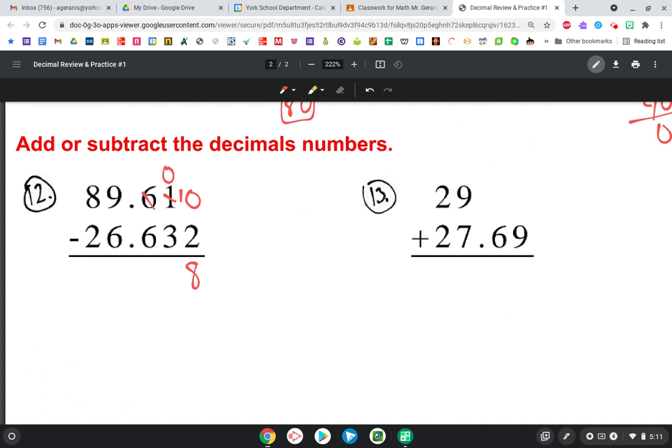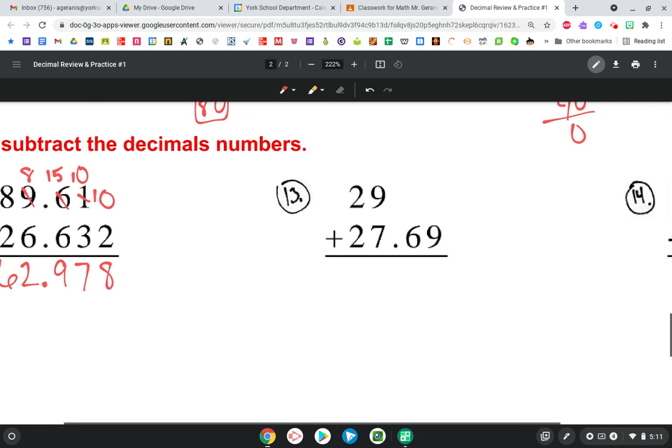Can't take 3 from 0, so we'll borrow again. 10 minus 3 is 7. Can't take 6 from 5, we'll borrow again. 15 minus 6 is 9. Bring the decimal straight down into our answer. 8 minus 6 is 2. 8 minus 2 is 6. 62 and 978 thousandths is the final correct answer.